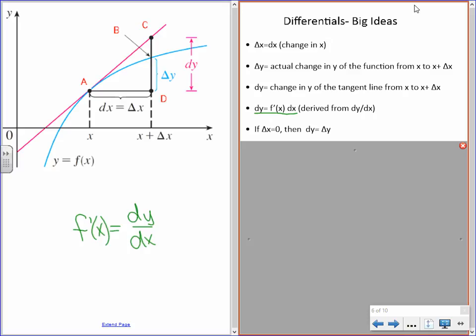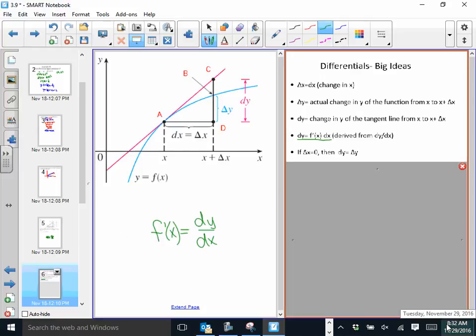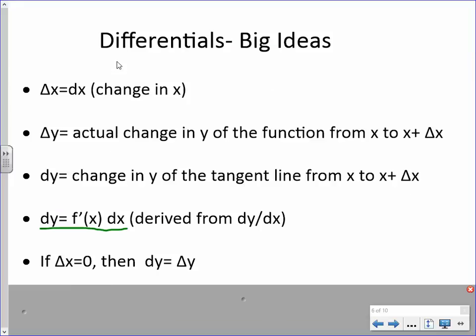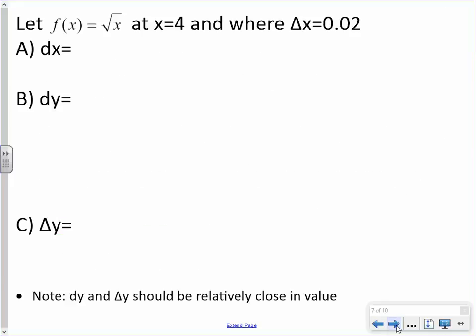Okay, so we are going to go back to that square root of 4 example, okay? And we're going to do it using this differentials model as opposed to writing an actual tangent line equation. Okay, so you can kind of see the difference. It's still the same concept, but it's just going to look different, right? So, go ahead and write this down. Let f of x equal radical x, at x is 4, and our change in x is 0.02.